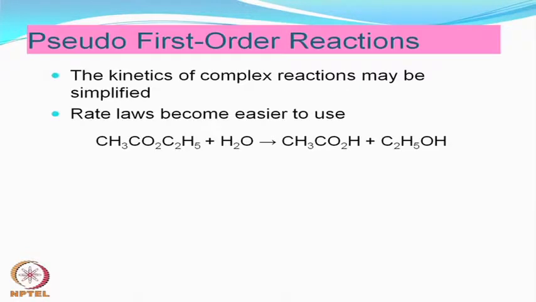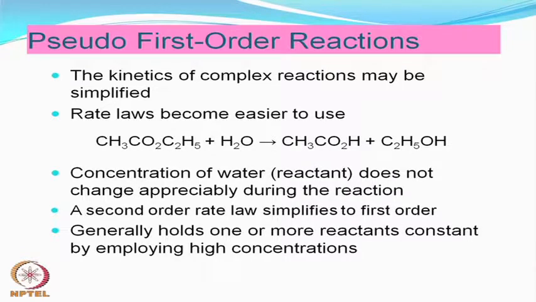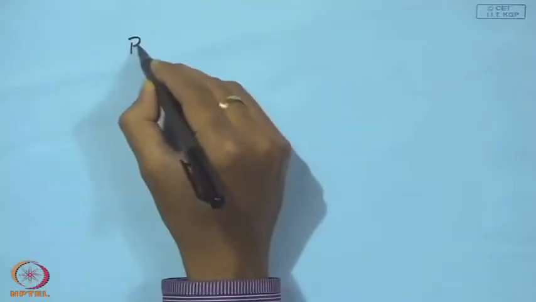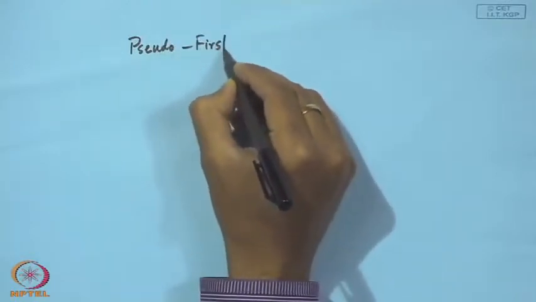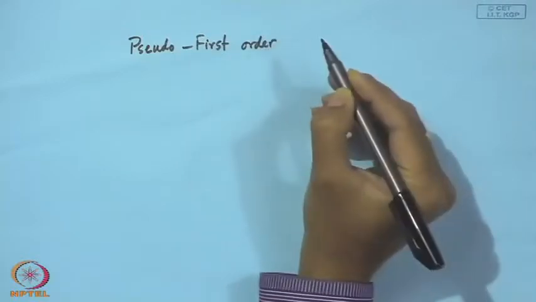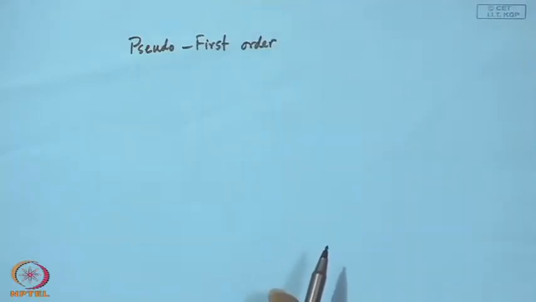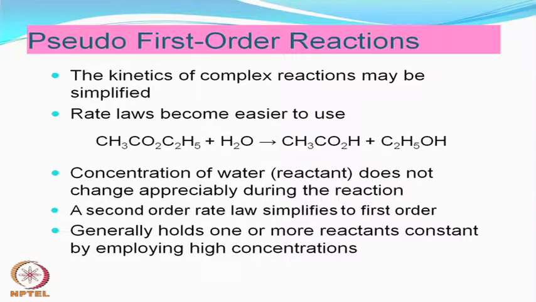Now, next we will move on to a special kind of reaction which is called the pseudo first order reaction. So, the kinetics of complex reactions may be simplified, and rate laws become easier to use. Although in certain cases some complicated rate laws may happen, under certain simplification those rate laws may be reduced down to some usable form.